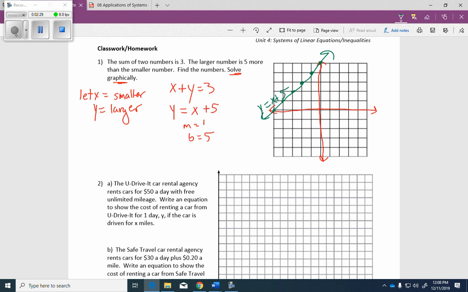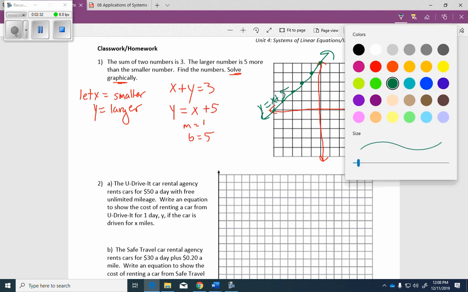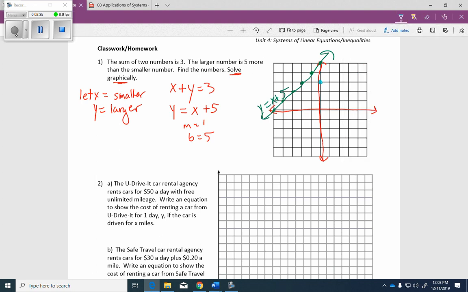For this one, I like to do my intercepts. So it crosses at 3 and 3. The slope is really a negative 1. And if I continue in that same path, I do find the solution right here on my graph. So that makes me happy. The solution is the point negative 1 comma 4. So the smaller number is negative 1, the larger number is 4.